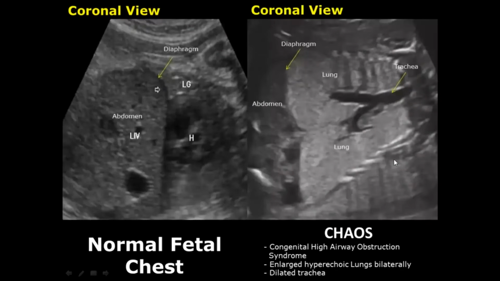In CHAOS, the trachea can also be dilated. Here we can see hyperechoic lungs along with a dilated trachea. It is fluid-filled, that is why it is anechoic.